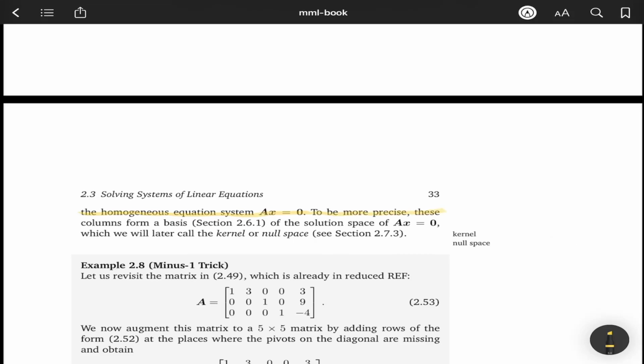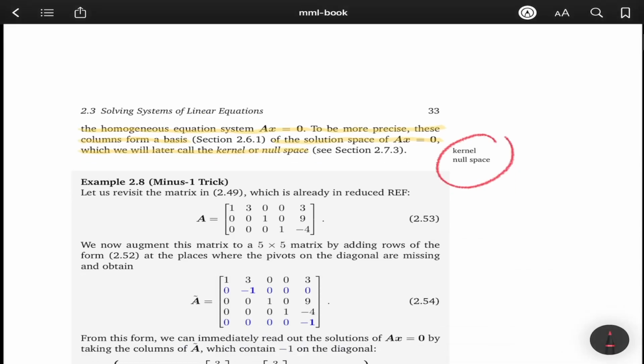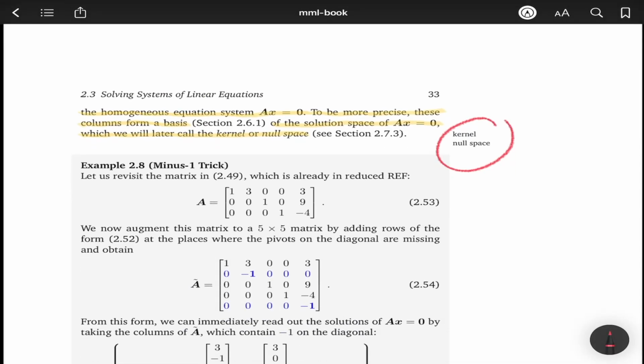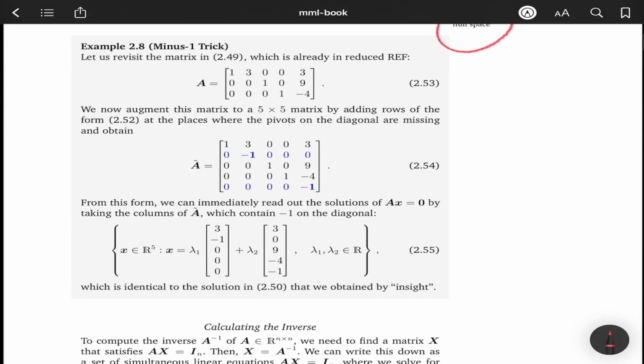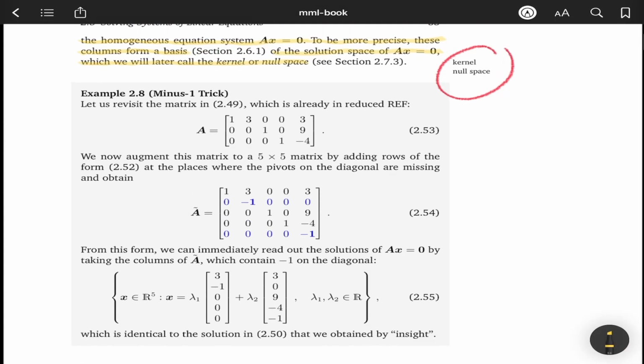To be more precise, these columns form a basis of the solution space of Ax equals 0, which we will later call the kernel or null space. All right, we have something new, a kernel. So I guess the kernel is the columns which form a basis. Okay, good.